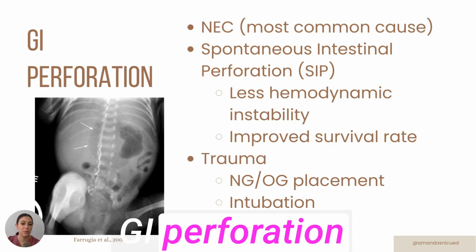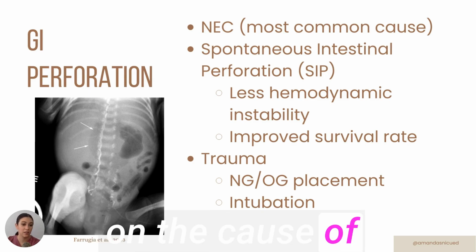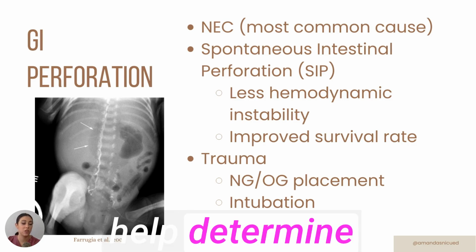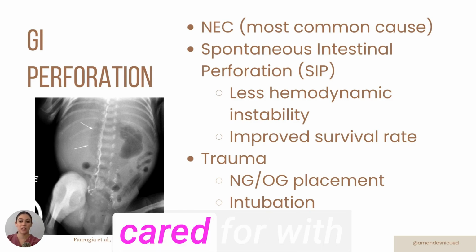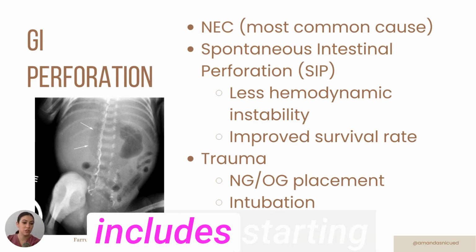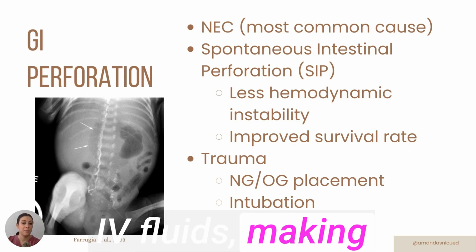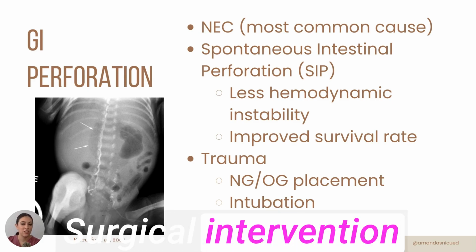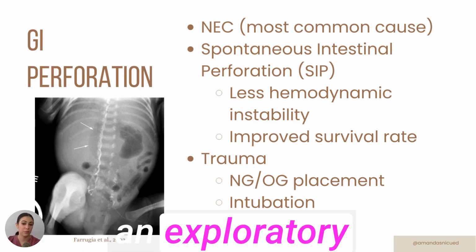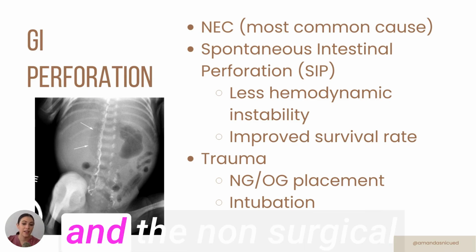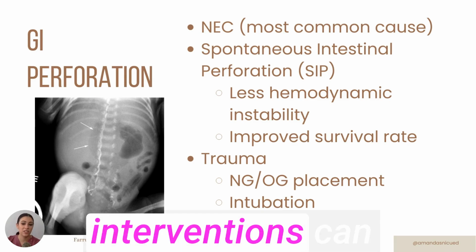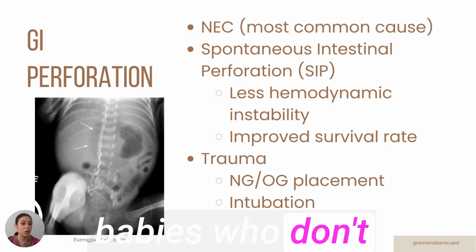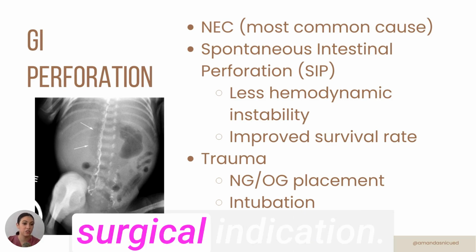Treatment of a GI perforation will really depend on the cause of the perforation. The pediatric surgeons will be consulted to help determine next steps, and babies will be cared for with general supportive measures, which include starting IV fluids, making the baby NPO, and gastric decompression. Surgical intervention typically includes an exploratory laparotomy with bowel resection, and then non-surgical interventions can also be considered in a selective number of babies who don't have peritonitis and there's not surgical indication.